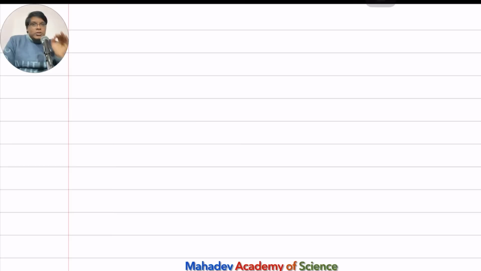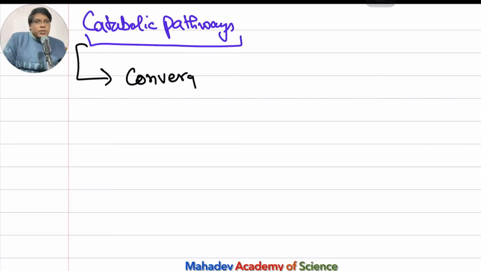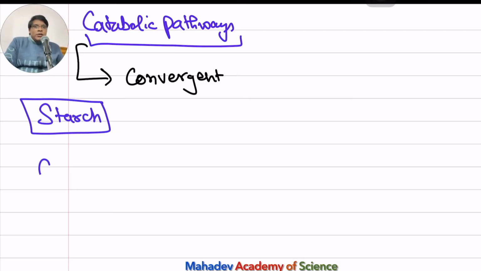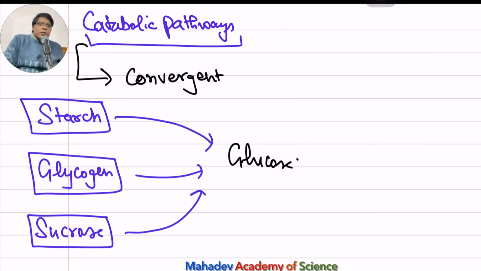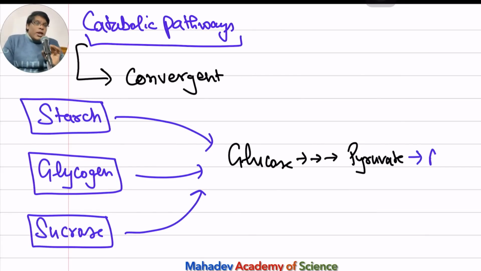Now I also want to tell you some more important points related to catabolic pathways, or you can say catabolic reactions. Keep in mind, catabolic reactions are convergent in nature. Now try to see here. Let us suppose you start the reaction from starch, glycogen, sucrose. All these can give rise to glucose, and glucose can be further metabolized to pyruvate, and pyruvate will be metabolized to acetyl-CoA. This we are going to learn when we discuss glycolysis.